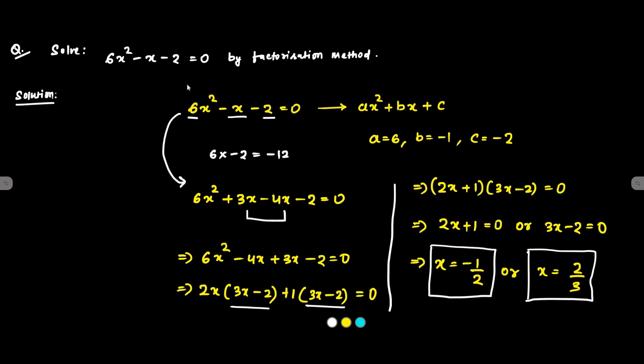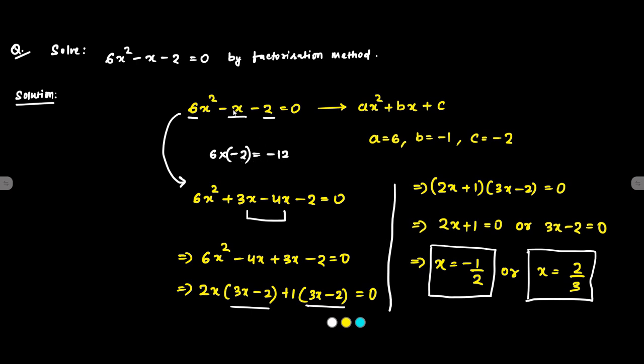So again, the concept is simple, same. First you have to find the product of the two extreme terms a and c. Here 6 into minus 2. Always include the sign, minus 2. Don't do 6 into 2 only, minus should be included. 6 into minus 2 is equal to minus 12.